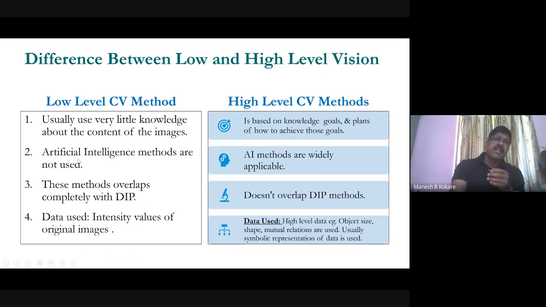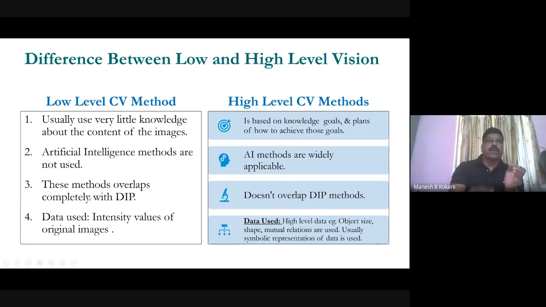Then the second difference between low-level and high-level computer vision methods is that in low-level computer vision methods, we don't use artificial intelligence methods for processing or inferring. But in high-level computer vision methods, AI methods are widely applicable, like searching, sorting, recognition, and inferencing. So there are several AI techniques which are highly applicable in high-level computer vision. Whereas here you are just doing processing at the pixel level, so you don't need any AI methods for processing.